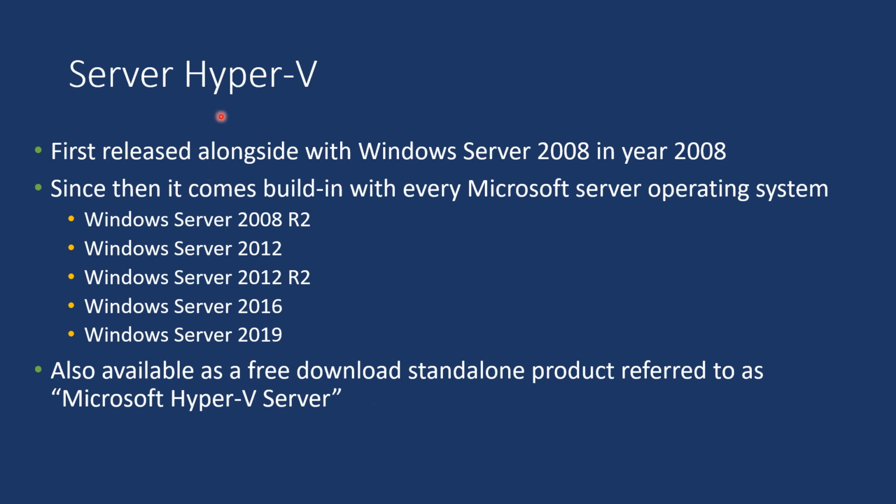Now, server Hyper-V, again, as I said, comes with the server operating system from Microsoft. Of course, it starts with Server 2008. Again, it is available in 2008 R2, in 2012, Windows Server 2012 R2, and Windows Server 2016, and the latest and the greatest, Windows Server 2019. So if you have this operating system, this means you have the server Hyper-V, and you can enable it as a role in the operating system.